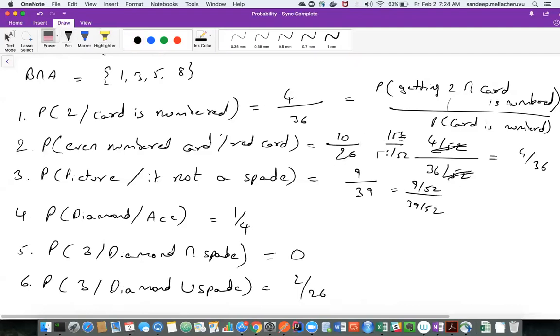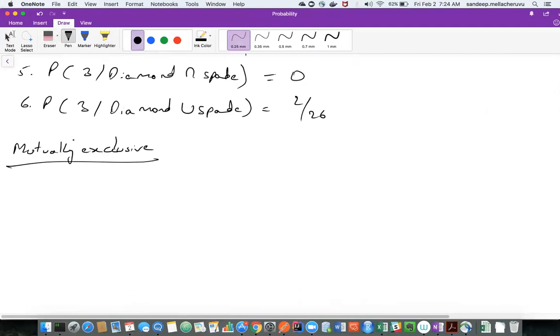So I just gave you an easier way to solve the problem. But if you cannot remember that, remember the formula and try it. It's easy. So that is about probability, conditional probability.